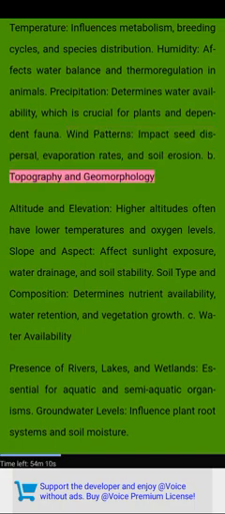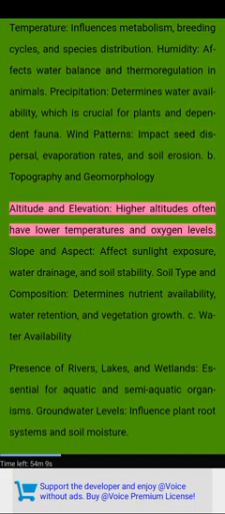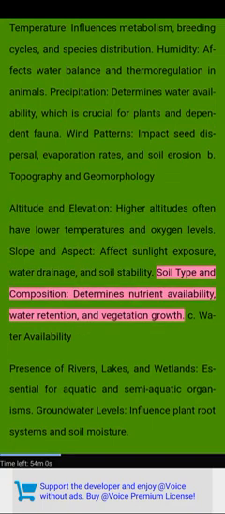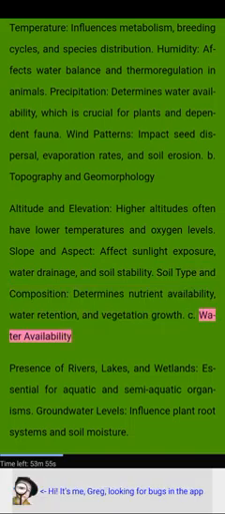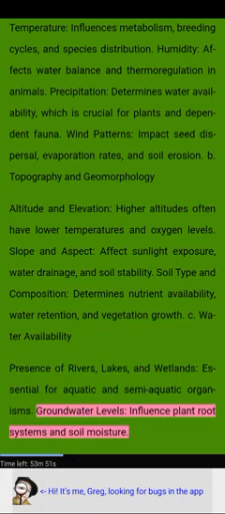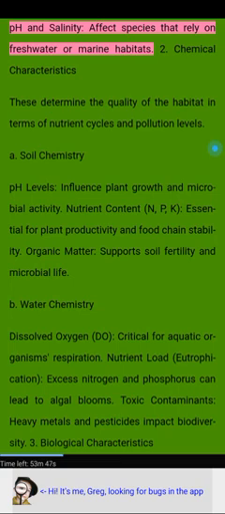B. Topography and geomorphology. Altitude and elevation: higher altitudes often have lower temperatures and oxygen levels. Slope and aspect affect sunlight exposure, water drainage, and soil stability. Soil type and composition determine nutrient availability, water retention, and vegetation growth. C. Water availability. Presence of rivers, lakes, and wetlands, essential for aquatic and semi-aquatic organisms. Groundwater levels influence plant root systems and soil moisture. pH and salinity affect species that rely on freshwater or marine habitats.